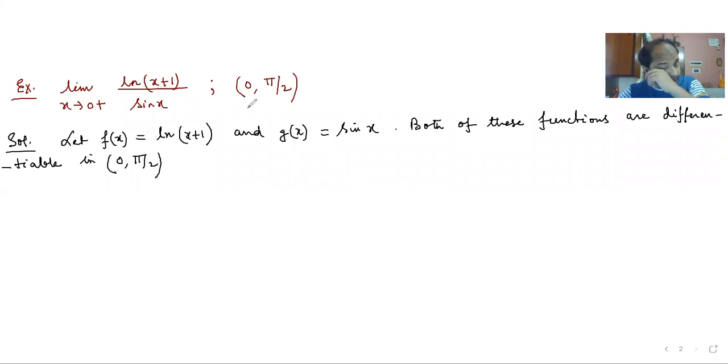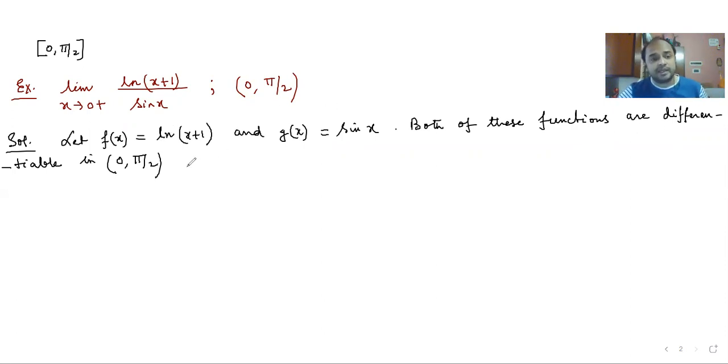And here, you cannot consider x equal to 0 because the domain does not include 0. If you consider 0 in the domain 0 to pi by 2, then log 1 will be 0 and sine 0 will be 0, so that will be an indeterminate form, that is the 0 by 0 form.